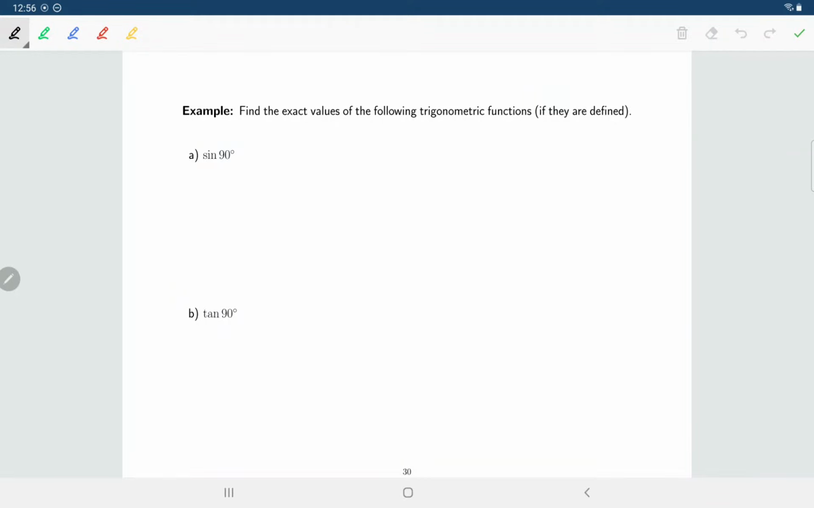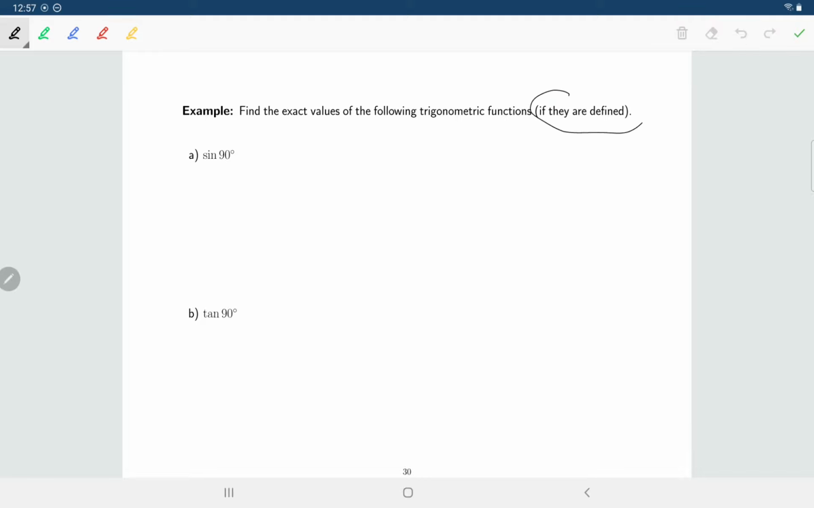Welcome back. In the next part of this lecture, we'll find some values of our trig functions at multiples of 90 degrees, and we'll also talk about quadrants and how those affect the sign of our trig functions, whether it makes them a positive value or a negative value. So first off, let's start with these problems, finding our exact values of these trig functions.